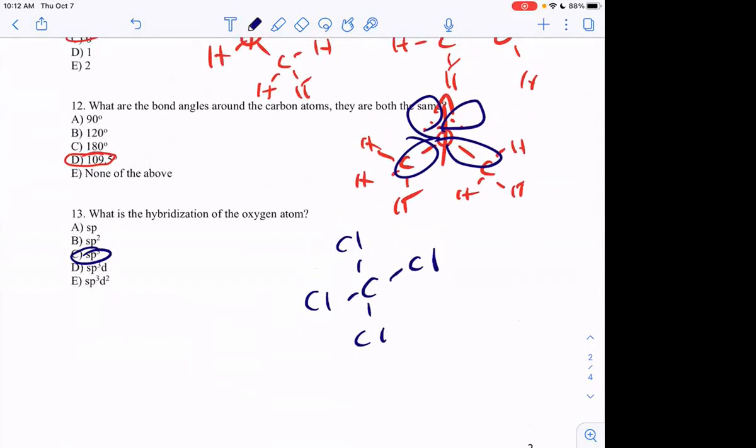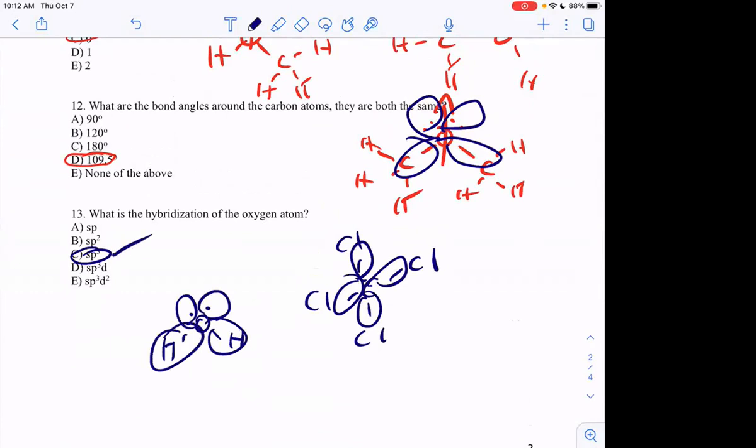So the steric number here is 1, 2, 3, 4, the same as it is for water. They both have the same steric number 4, right? And they both have the same hybridization, sp3. So the hybridization is the steric number, just those electron domains. Doesn't matter if they're bonded or non-bonded. It's just the domains. Count those domains.